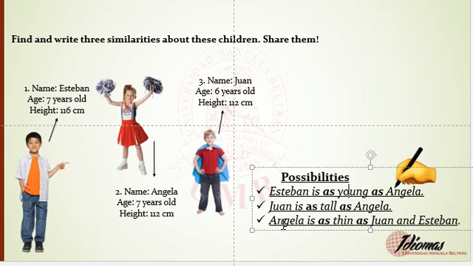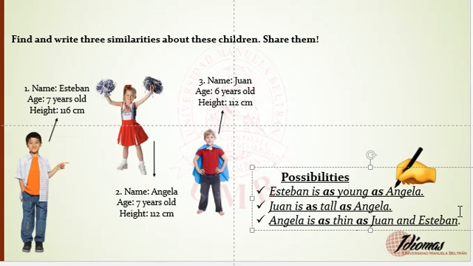What about the number three? Angela is as thin as Juan and Esteban. We can see that they are thin, that they are not chubby. So in that case, as they are not chubby, I can write down that Angela is as thin as Juan and Esteban. That is, it is about something similar.